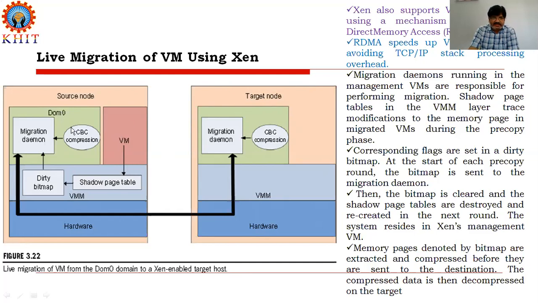Here, let us consider there are two nodes, namely the source node and the target node. Both nodes are running with a hardware layer. On top of the hardware layer, we keep one virtual machine manager or hypervisor, which provides an environment for creating virtual machines on top of it. So the VMM will facilitate creating virtual machines here. This is a virtual machine, and this is also another virtual machine.